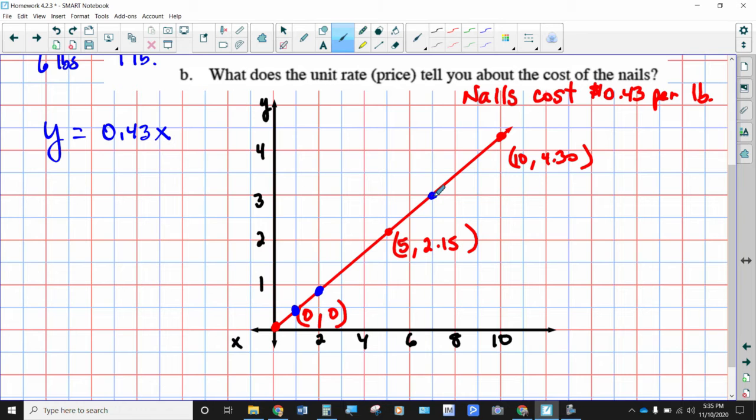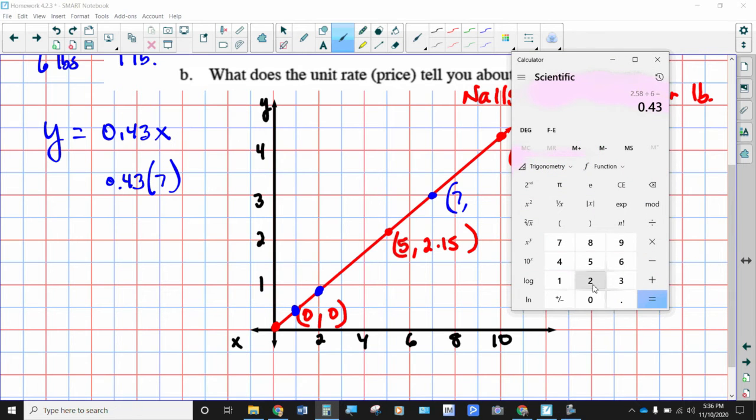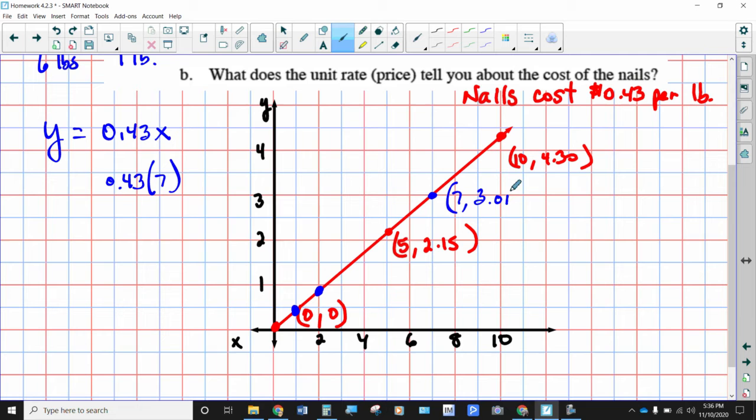What does this one appear to be? That's 7, right? I'm curious because that looks like it's almost exactly 3. What is 7 times 43 cents? Is that almost exactly $3? I bet it's very, very close. So 0.43 times 7, $3.01. So it was just a touch above 3 there.